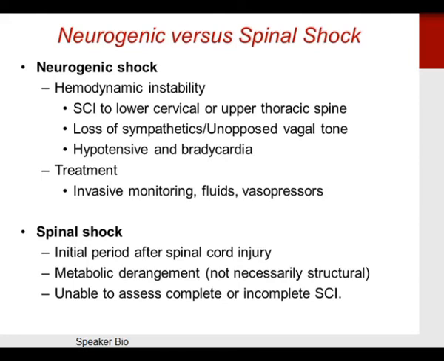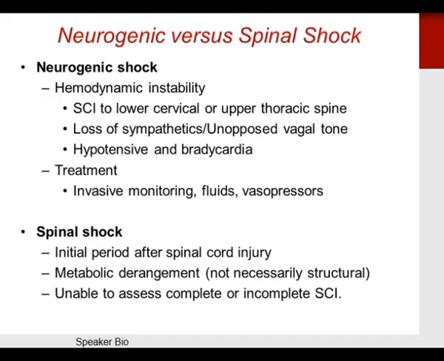Just a statement about neurogenic shock versus spinal shock. Remember that neurogenic shock is hemodynamic instability. This is due to vasodilation, secondary to loss of sympathetic and unopposed vagal tone. In these cases, the vasculature dilates and patients are hypotensive. Because the sympathetics are injured, they're unable to mount tachycardia, and it's hypotension with bradycardia. The treatment includes monitoring, providing fluids, and then vasopressors.